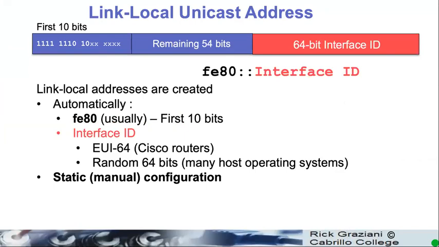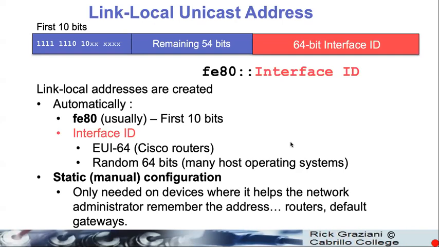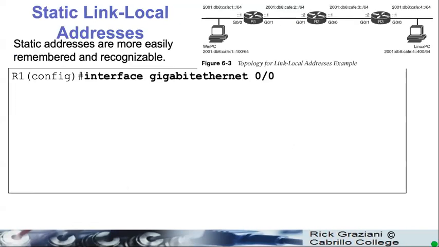All right, so link local addresses, we said that they can be automatically created using EUI-64 or randomly generated. That was in the previous video, and devices will do that by default, including Cisco IOS. What we're going to take a look at is the manual configuration. Again, this is only necessary on routers.